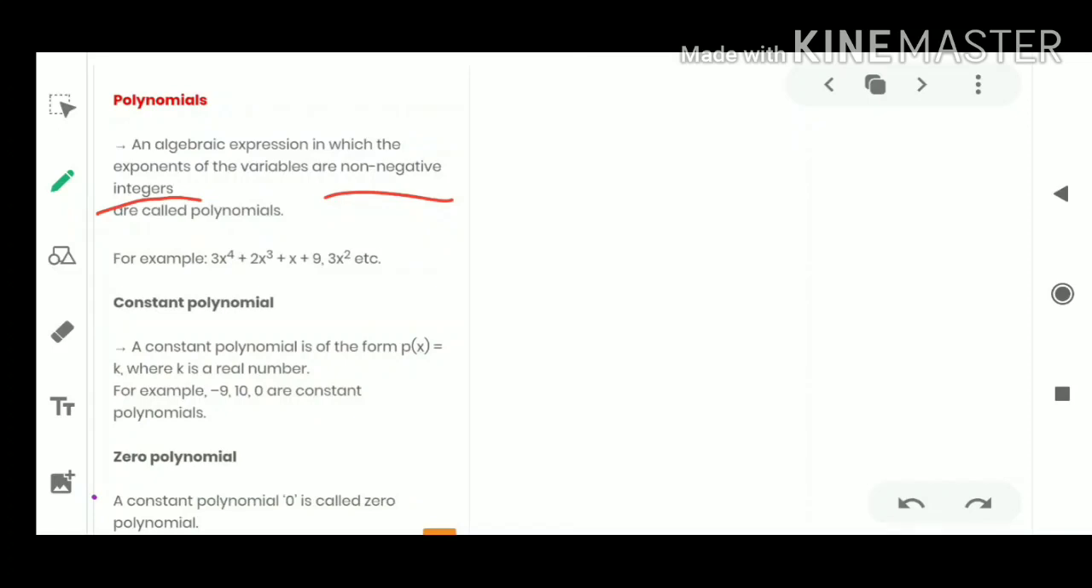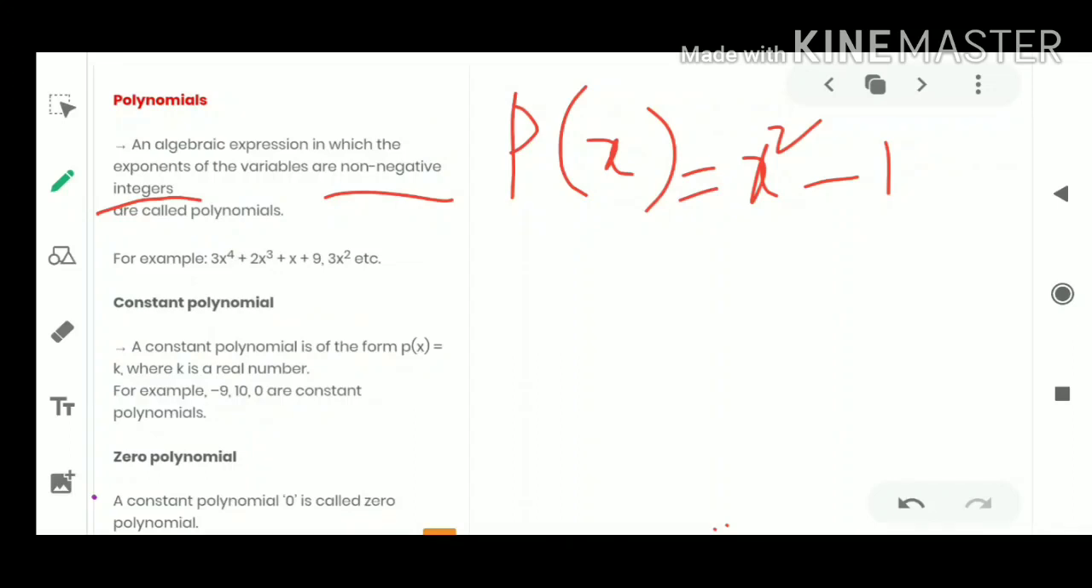Next, every polynomial is represented by p of x. P of x means polynomial in variable x. For example, I am writing x square minus 1. Is it a polynomial or not? Yes, here the power 2 is positive. Like that we will represent. How will we represent the polynomial? As p of x. For example, here 3x square plus 2x plus x plus 9. How will we represent this? P of x is equal to, like this.